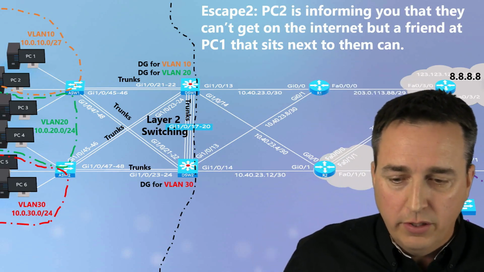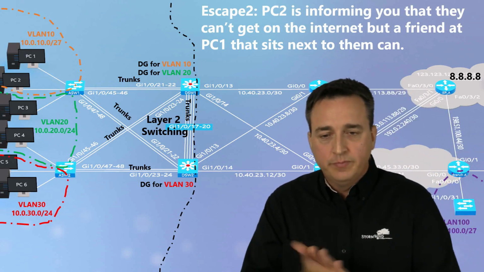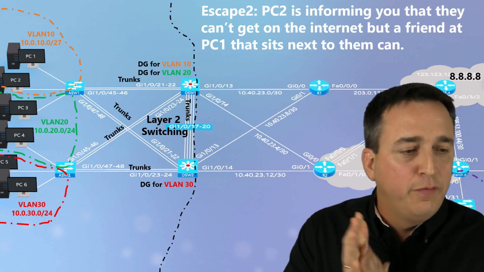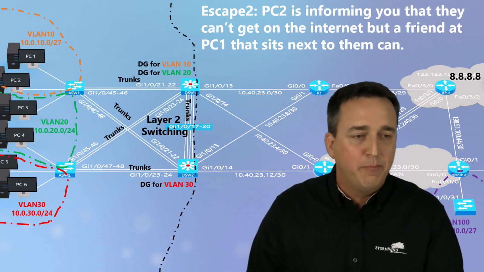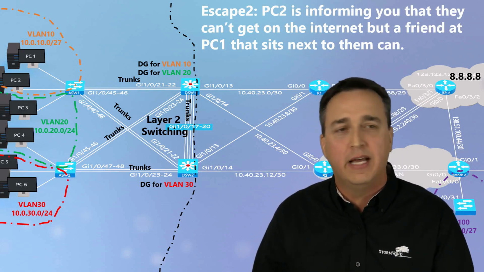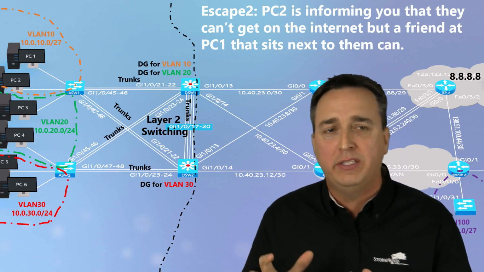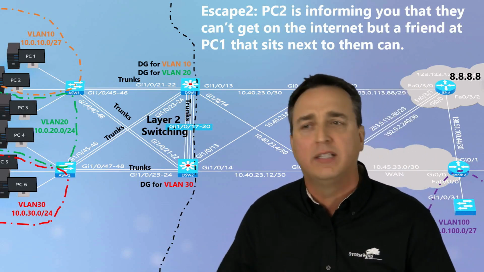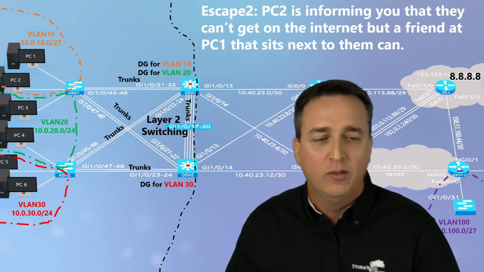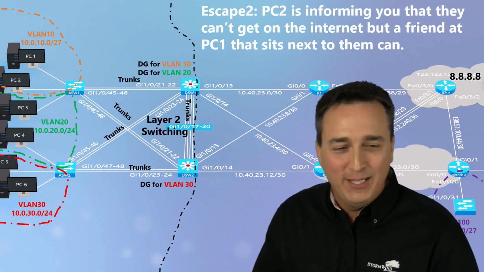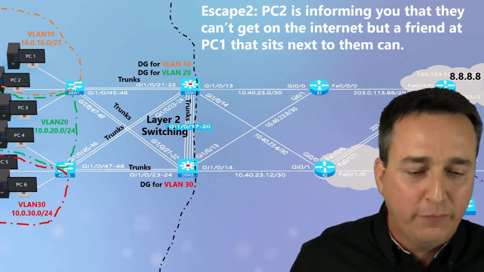All right, so in this case here, PC2 is informing you that they can't get on the internet, but a friend at PC1 that sits next to them can. So now they are both questioning PC1 and PC2 if you have something against them, right? Because for some reason they keep being the ones that have the problems. PC1 and PC2. All right, so what do we want to do here, folks?